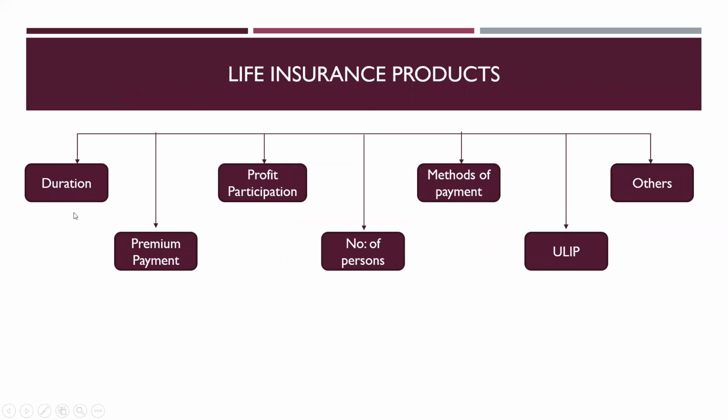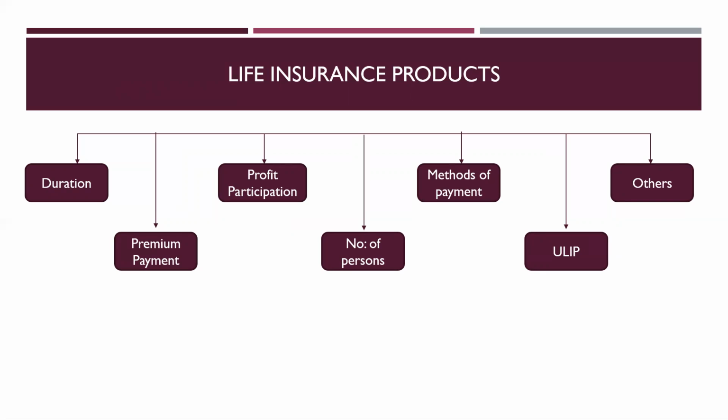We know under duration, it has been classified into three: whole life policy, term life policy, and endowment policy. Under premium payment, it has been classified into single premium and level premium. Under profit participation, we have classified it into with profit or without profit, or participating or non-participating. According to the number of persons, there is single life policy and multiple life policy. According to the method of payment, there is lump sum policy and installment policies.